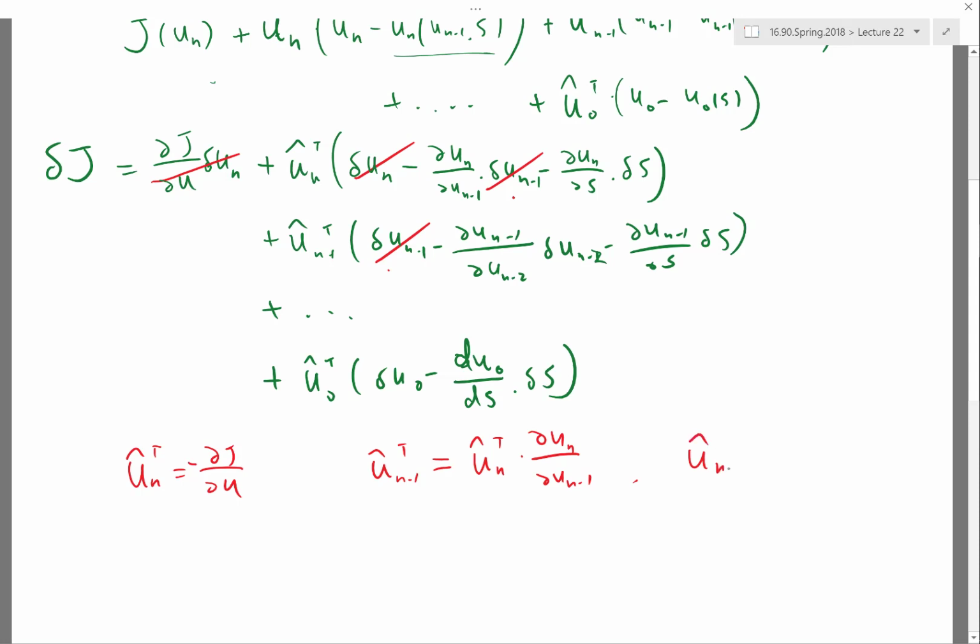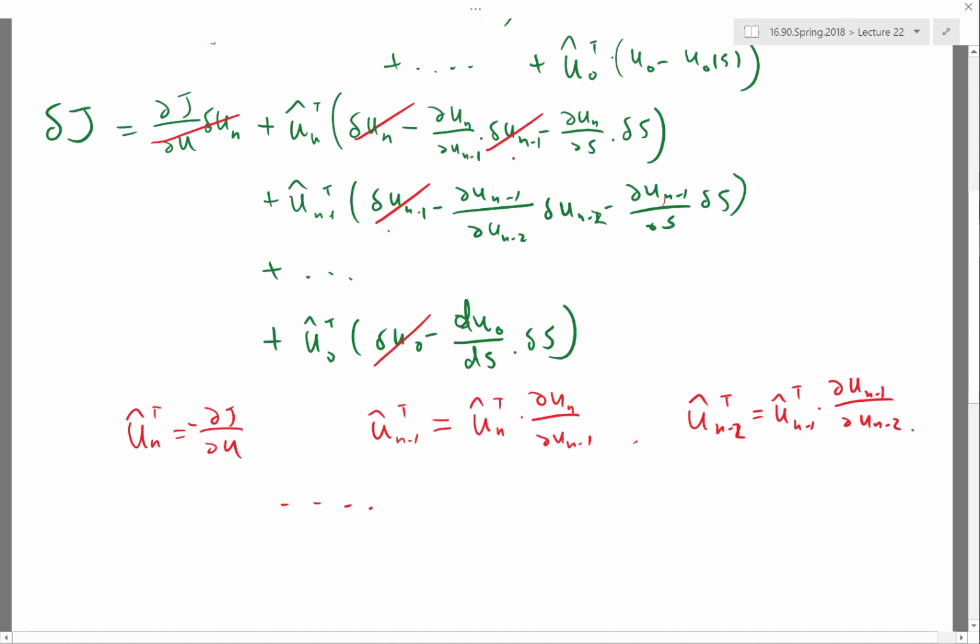U hat of N-2 transpose can be U hat of N-1 transpose times dU_{N-1} dU_{N-2}, and etc. all the way, when we want to cancel delta U0, then we have to set U hat 0 transpose equal to U1 hat transpose times dU1 dU0.